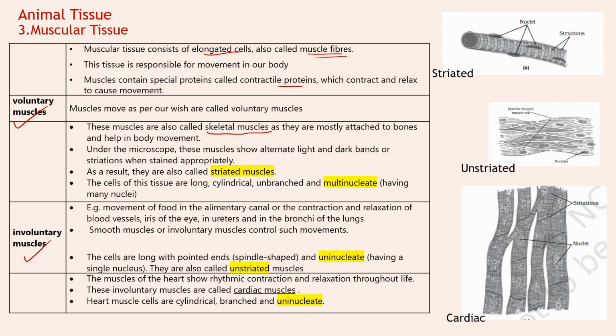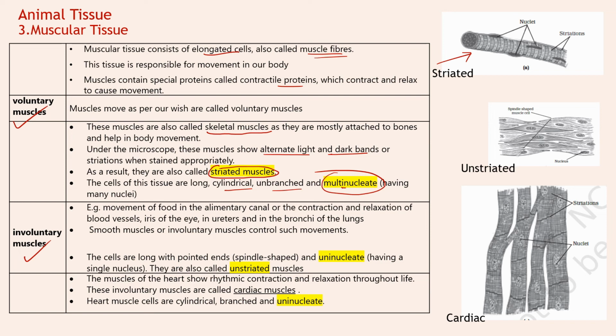Under the microscope, this muscle shows alternate light and dark bands or striations when stained appropriately. As a result, they are called striated muscle, as you can see here in the figure. So they are known as striated muscle because when we stain it properly, they show alternate bands. These tissues are long, cylindrical, unbranched and multinucleate. They have many nuclei within one cell.